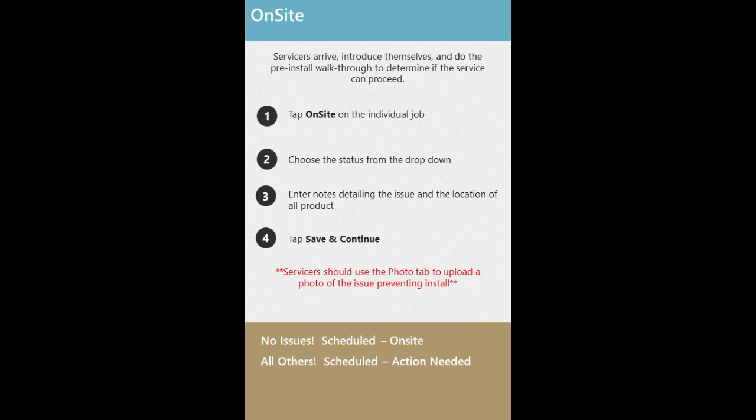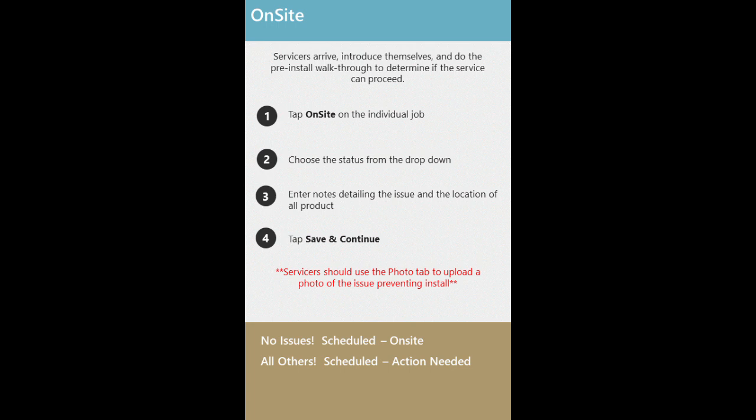When servicers arrive on site, they will introduce themselves to the customer and then perform a pre-installation walkthrough of the customer's site to determine if the service can proceed. They will use the status drop-down in the on-site step to choose an option that reflects the results of that walkthrough. Servicers are also asked to enter detailed notes explaining the issues preventing the installation and then save the step to update Dolly.